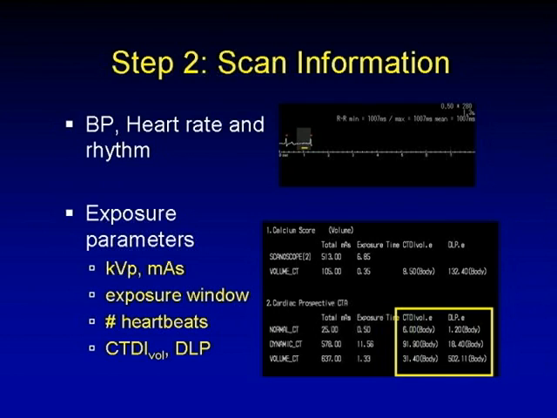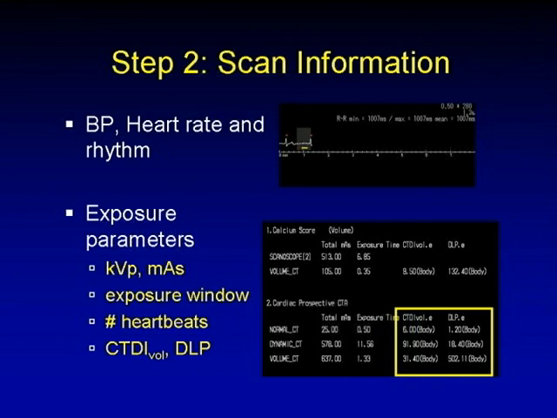Then I'll look at what actually happened during the scan, and as Sean pointed out, you can look at the number of heartbeats you acquired, look at the exposure window and the actual phase that was acquired at the time. Now we use a wide area detector, 320, so I would say something like over 85% of our exams are done during 1 heartbeat. So that's why I don't have a fancy strip with lots of red dots on it.